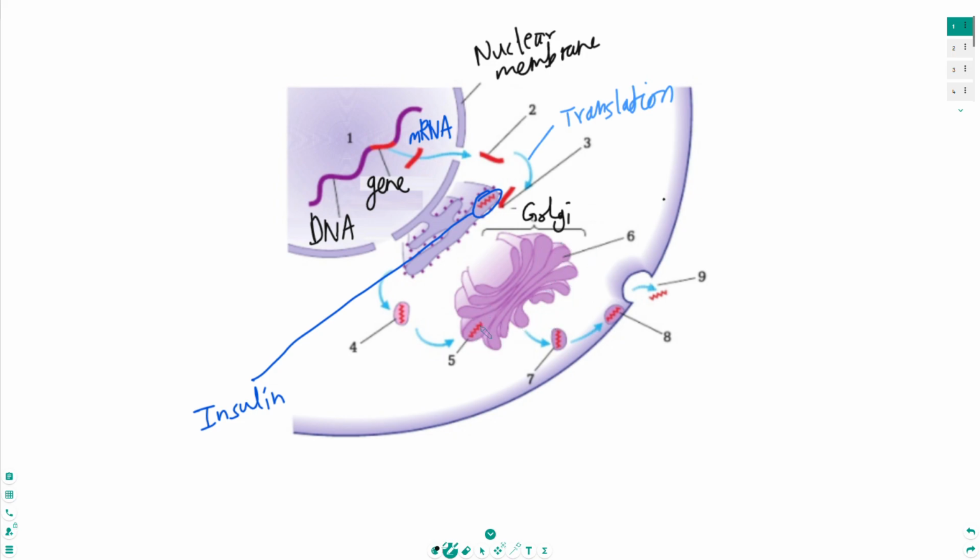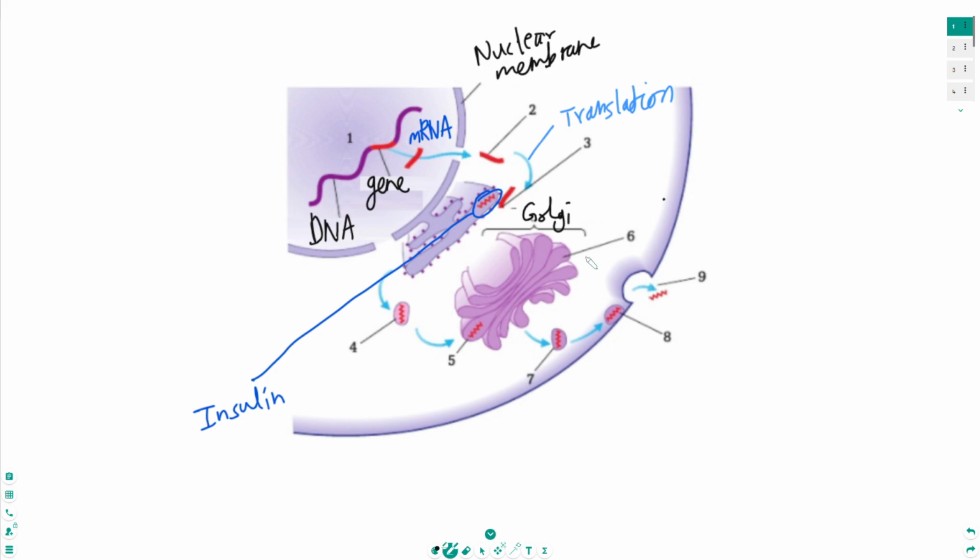You don't need to know the names of these faces. You have the cis face and the trans face. I don't know which one it enters from. I believe it's the cis face it enters and the trans face it exits, but you need to double check that. I need to double check that as well.